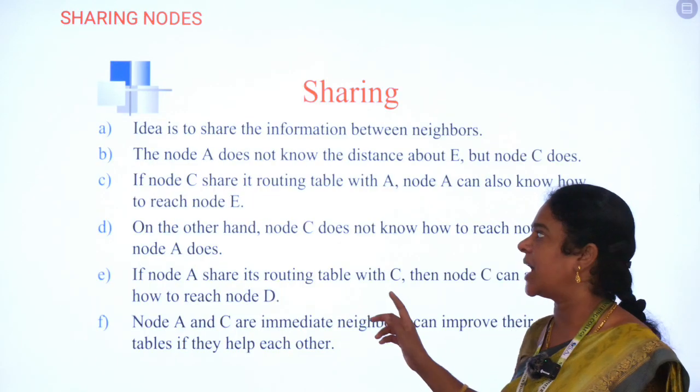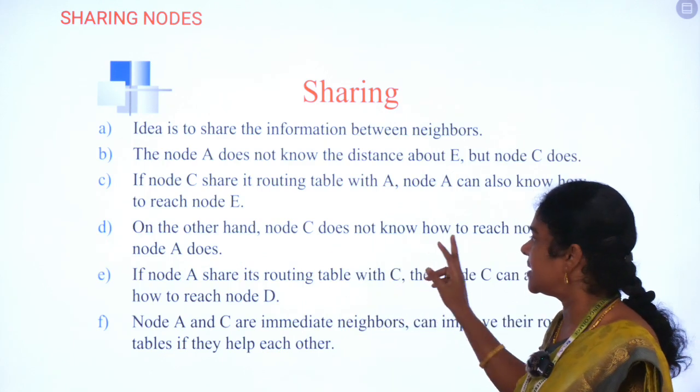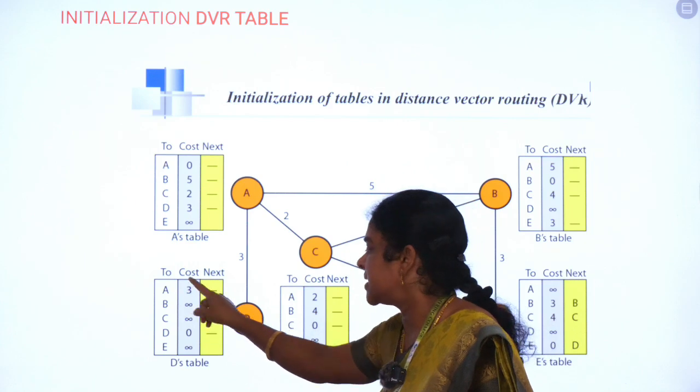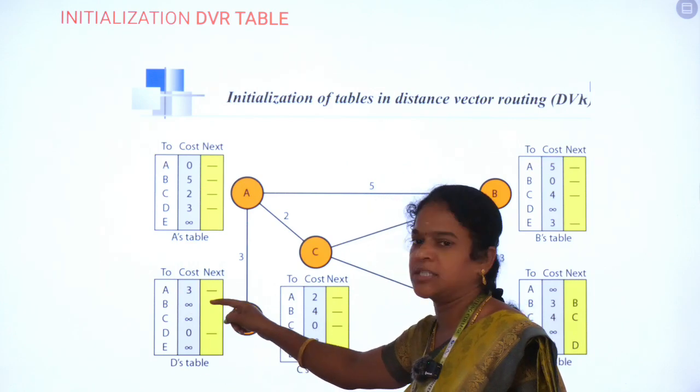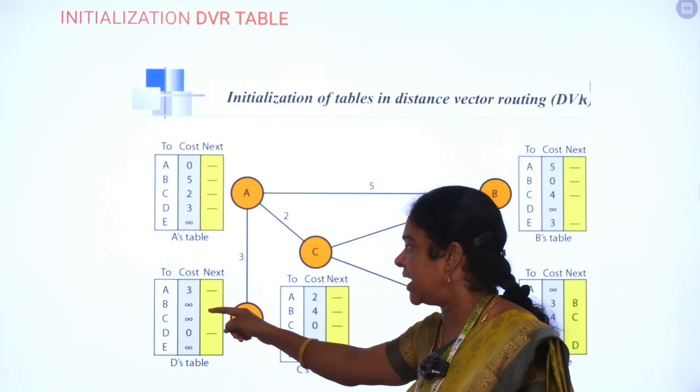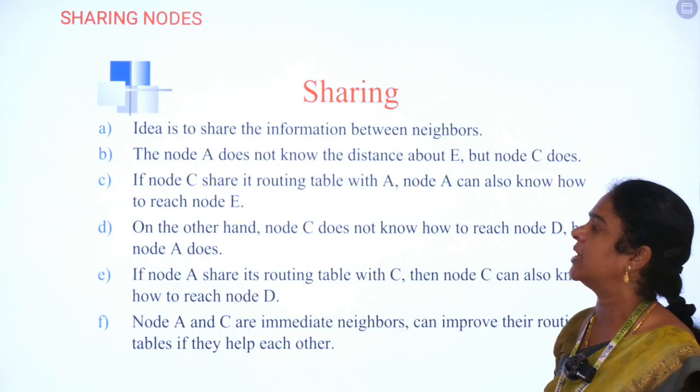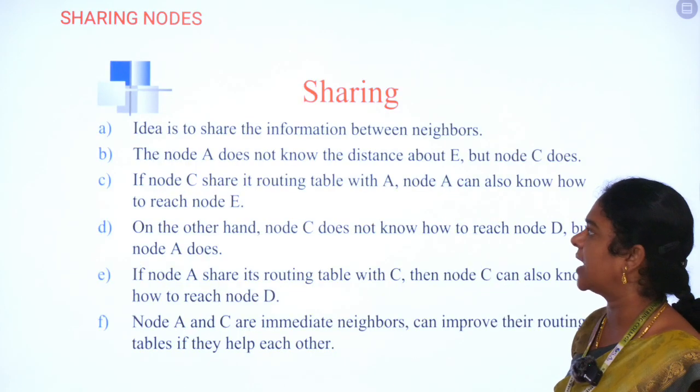Next, we share the table. What is the process for sharing? In the D table, B, C and E are put as infinity, so we need the cost of B, C and E. That is the process we use for sharing. So what is the idea of sharing?